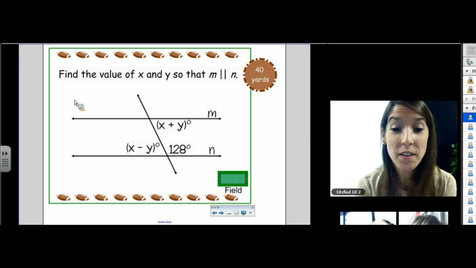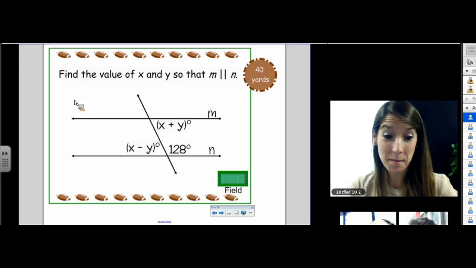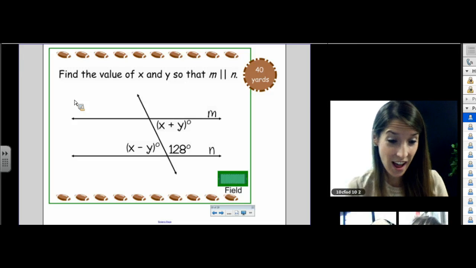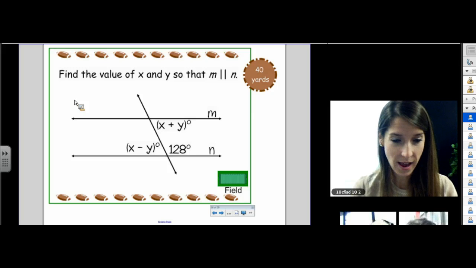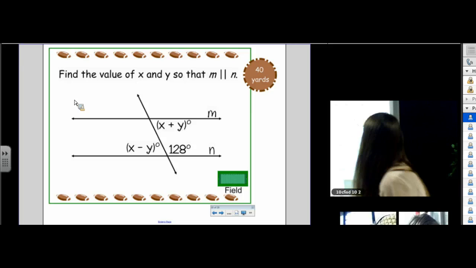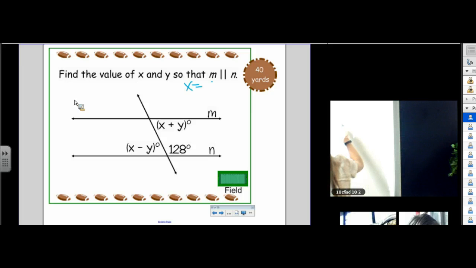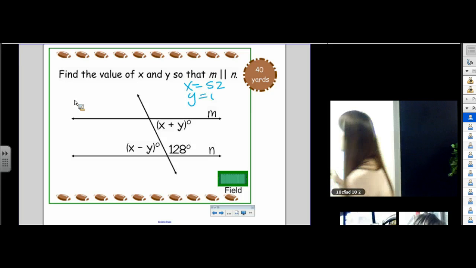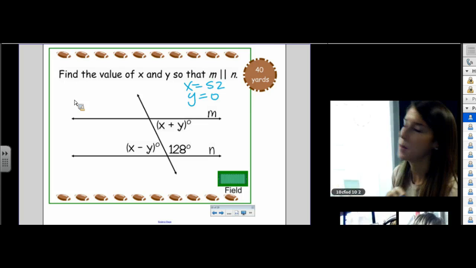All right, go ahead and solve this problem. It is worth 40 yards, so I mean, that's good. That's a lot. That'll get you 10 yards away. Good guess. You knew you had it right. Very good. X is 52 and Y happens to be nothing, 0, zip.